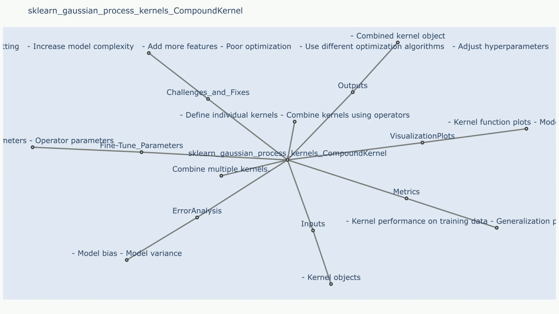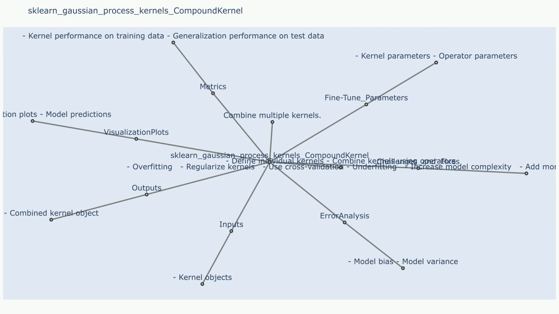Sample use case that resulted in challenge 1. A model with a complex compound kernel containing many different kernel components and a large number of parameters was trained on a small dataset. The model was able to achieve very low error on the training data but performed poorly on the test data.